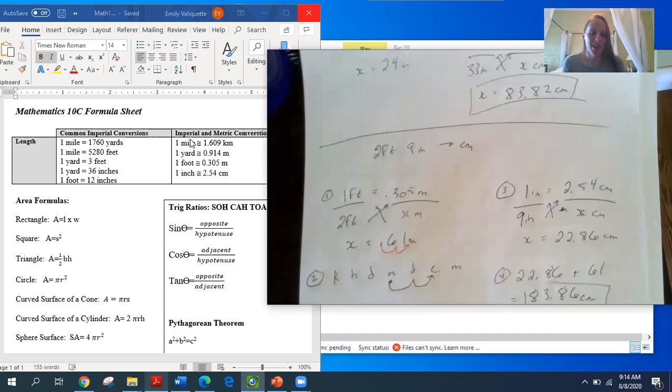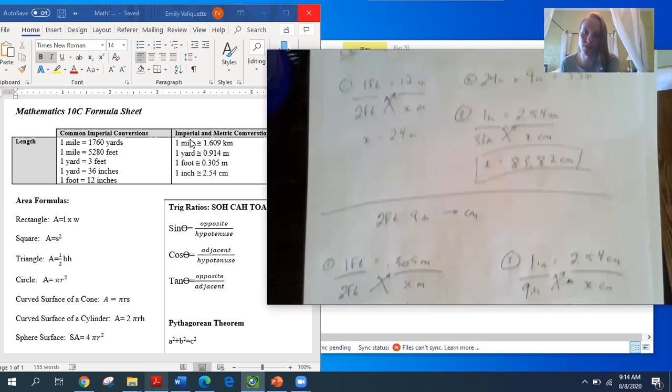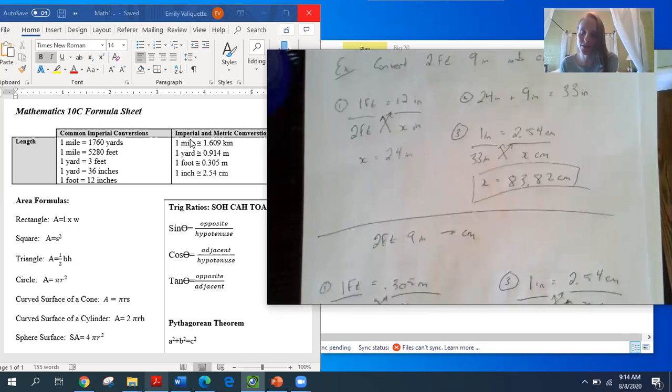Okay, that is it for today's lesson. I did do both of these examples using proportions instead of unit analysis. You could, of course, use unit analysis instead. And if you want a hand with that, let me know and I can help you with that one-on-one.